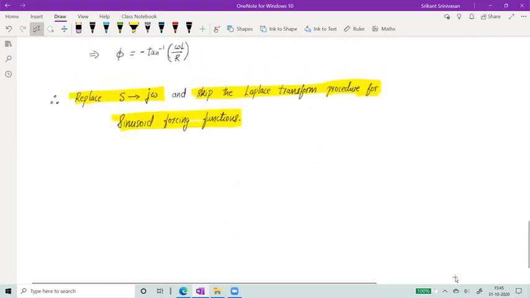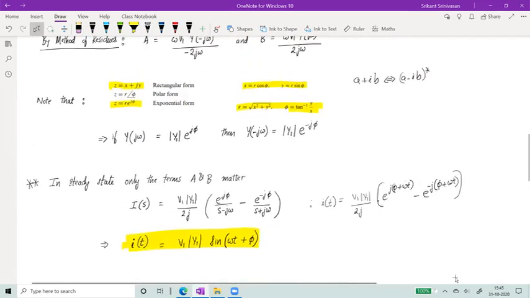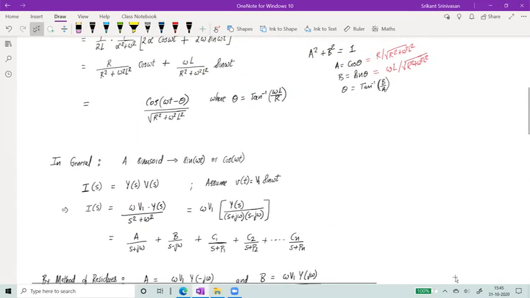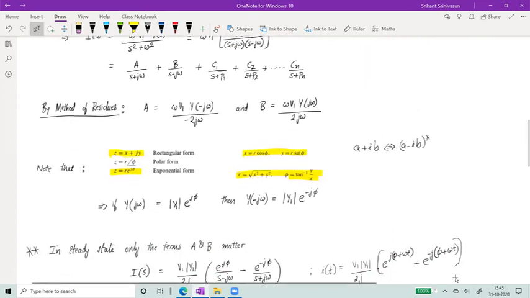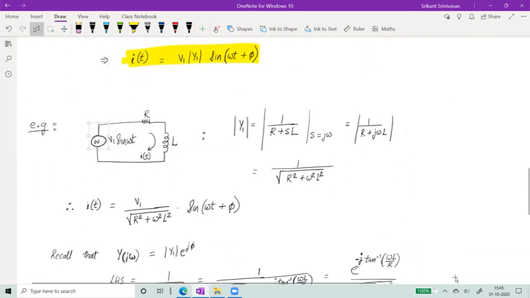We'll look at some examples in the next session. This session was mostly about showing how the Laplace transform reduces to a very simple algebraic calculation for sinusoidal steady states. And in the next class, we'll look at some more detailed examples.